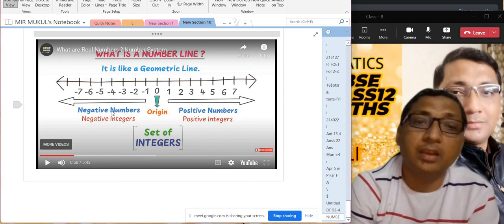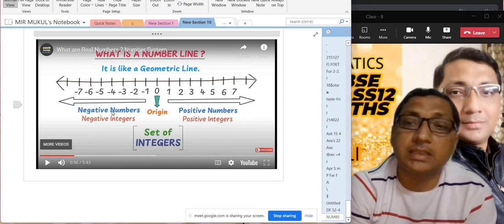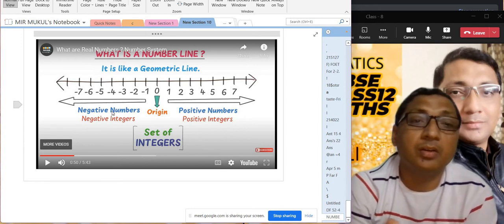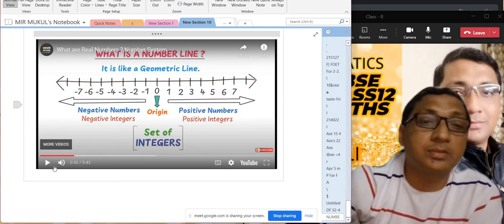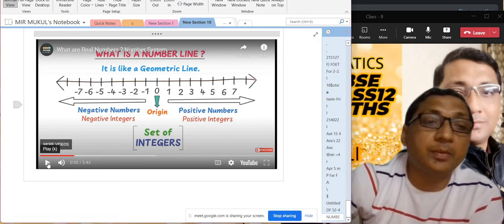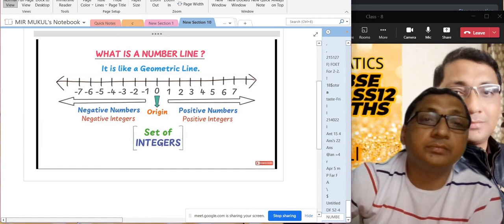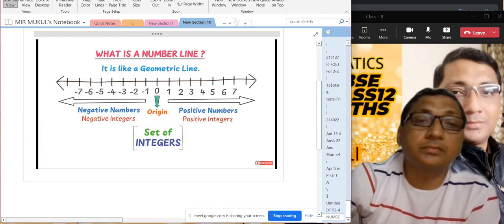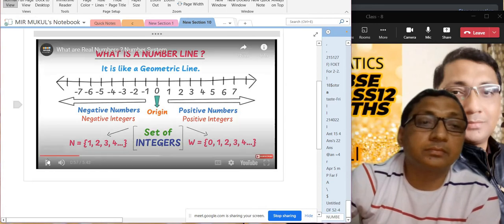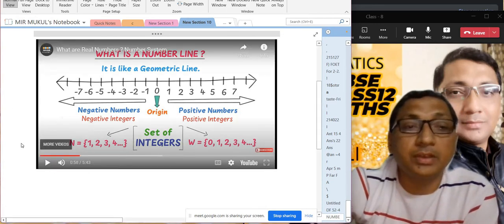Integers. Okay. Already you got it from class 7 and class 8, in both classes you got all the concept, even in class 9 also. So this is a set of integers, right? Secondly, we know that a set of integers is made out of a set of natural numbers and a set of whole numbers. Okay, now try to understand.